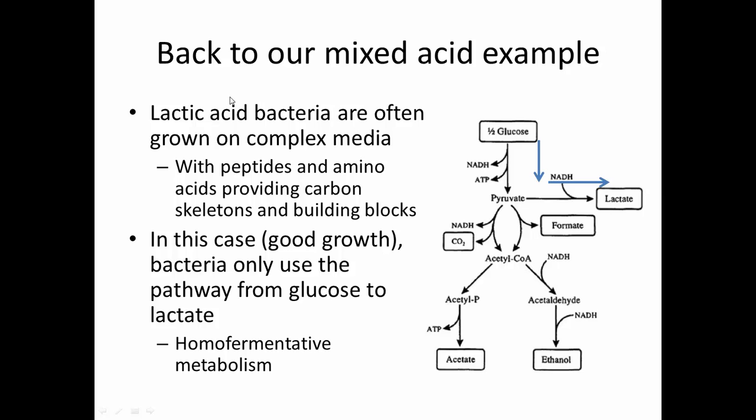Alright, so back to our example. Lactic acid bacteria are often grown on a complex media. There are peptides and amino acids that provide carbon skeletons and building blocks. In this case, they're growing quite well. They've got a lot of good stuff to eat. Bacteria only use the pathway from glucose to lactate. This is known as homofermentative metabolism, and we can see it here with the blue arrows. They take glucose and make lactate out of it.